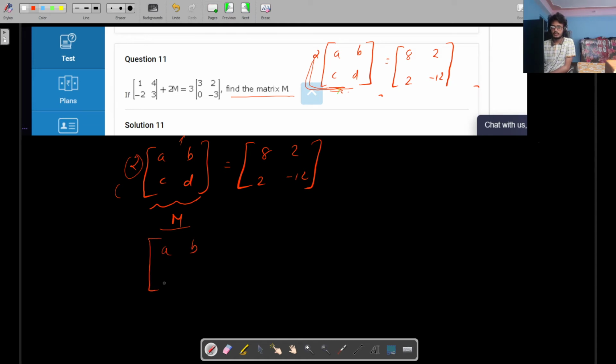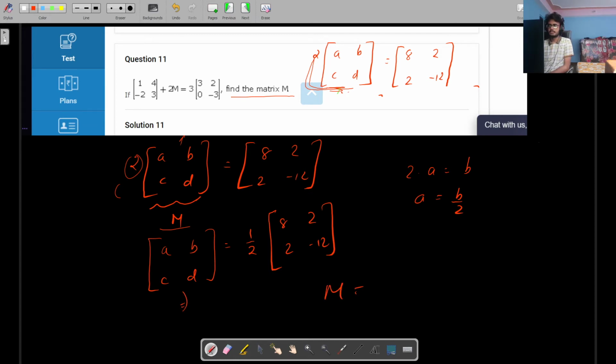So what do we do when we take a number to the other side and it's multiplied? If we have something like 2 into A equal to B, and we take 2 to the other side, A will be equal to B by 2, right? So we just divide by this number. Same thing here, putting it in the denominator: [8, 2; 2, -12]. So this is basically matrix M. M equal to, multiply individually: half of 8 is 4, half of 2 is 1, half of 2 is 1, half of minus 12 is minus 6. So the matrix M is [4, 1; 1, -6].